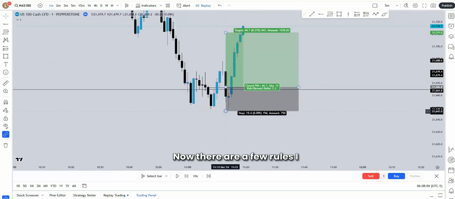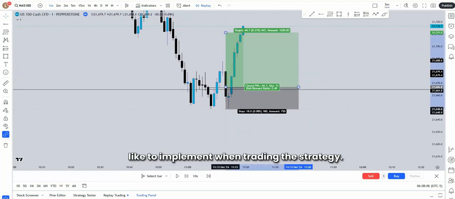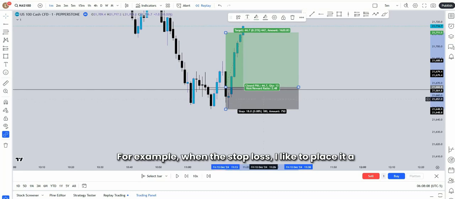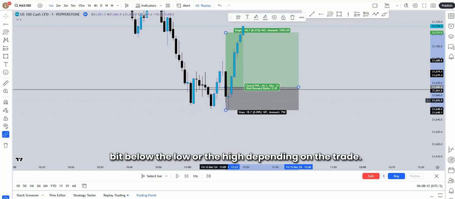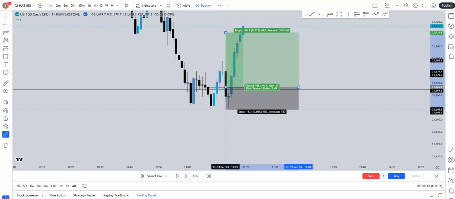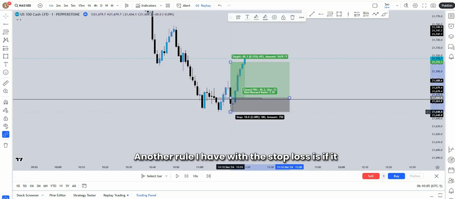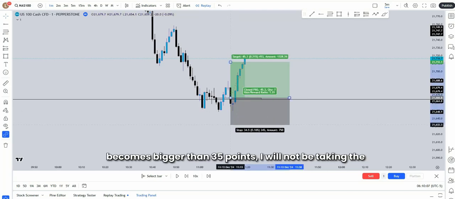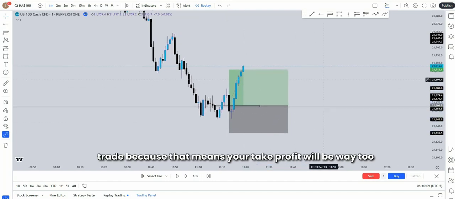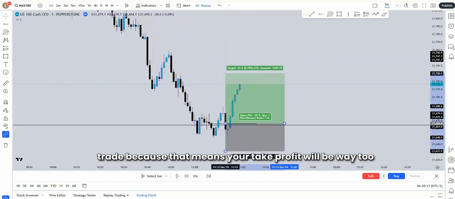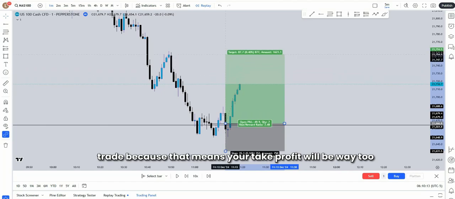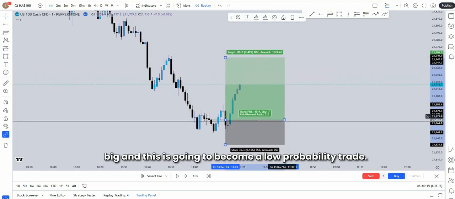Now, there are a few rules I like to implement when trading this strategy. For example, with the stop loss, I like to place it a bit below the low or the high, depending on the trade. Another rule I have with the stop loss is if it becomes bigger than 35 points, I will not be taking the trade, because that means your take profit will be way too big, and this is going to become a low probability trade.